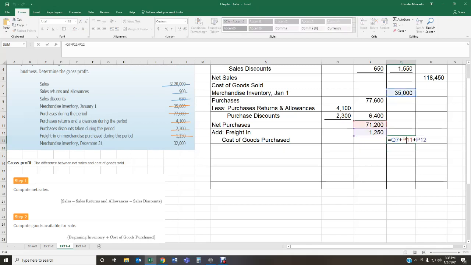Okay, so what did we do? We got our beginning inventory plus our net purchases. Our net purchases is our purchases minus our purchase returns and allowances minus our purchase discounts. So that gives us the $71,200. So you add your beginning inventory plus your net purchases, and you add the freights, because you had to pay for the freight to move the merchandise. So that's part of the cost of your goods, paying for the freight. Okay, so that's $107,450.